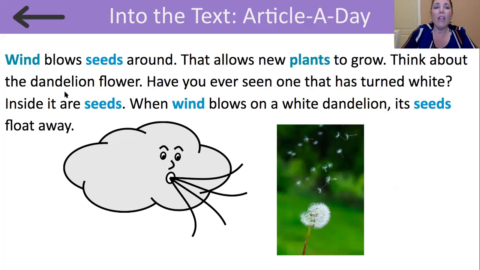Think about the dandelion flower. Have you ever seen one that has turned white? Inside it are seeds. When wind blows on a white dandelion, its seeds float away. Raise your hand if you've ever blown on a white dandelion. I have, and usually when I do, I make a wish as I'm blowing on the white dandelion.